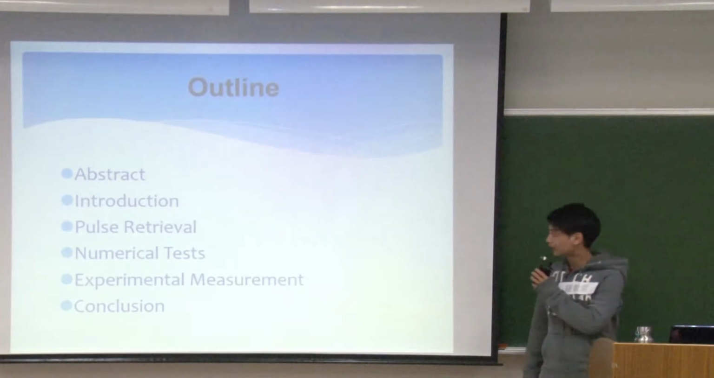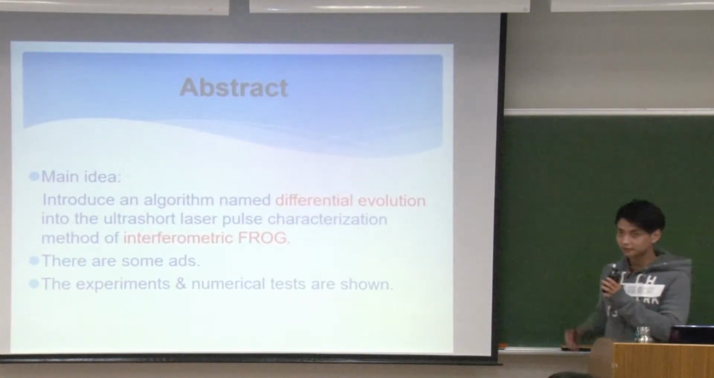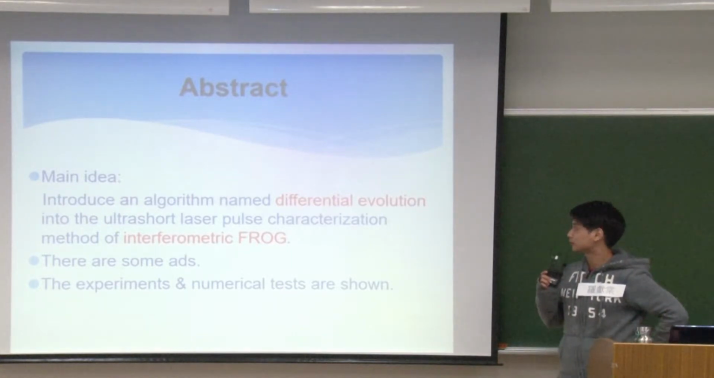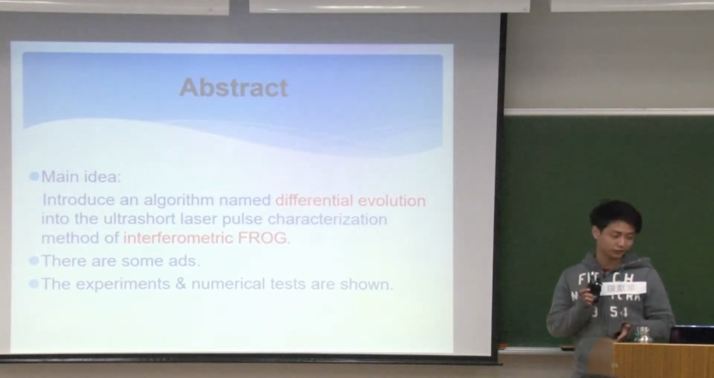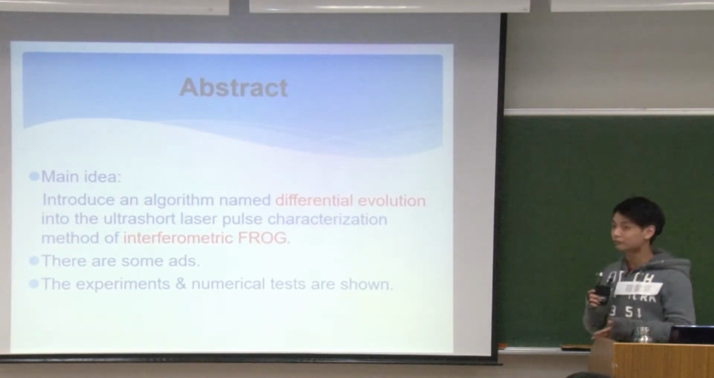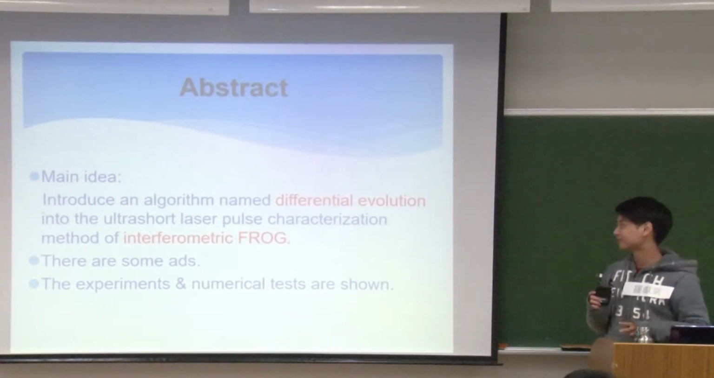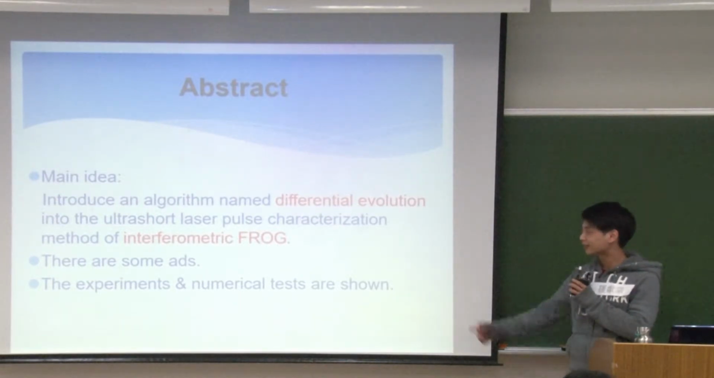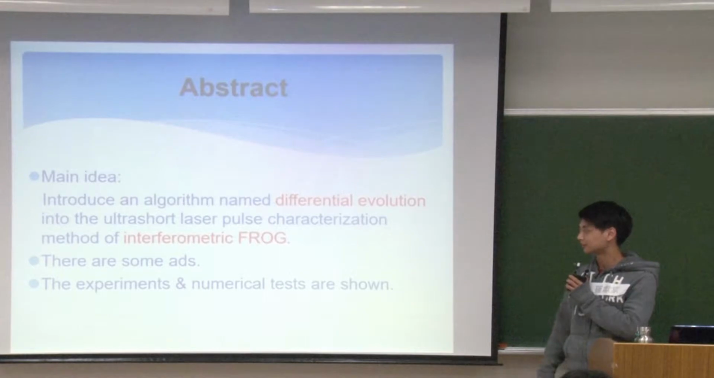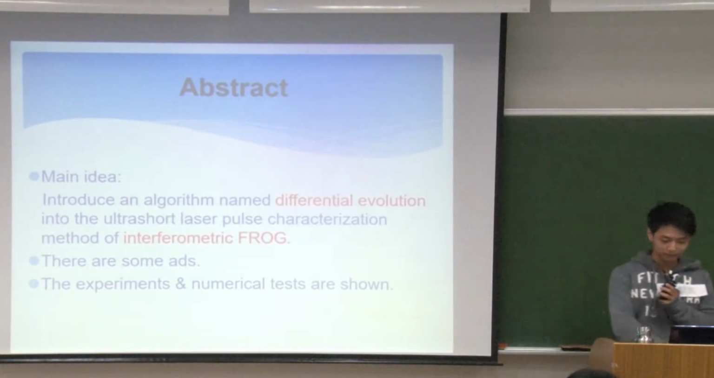This is our outline. First, this is the abstract. The main idea of this paper is to introduce an algorithm named differential evolution into the iFROG. So there are two main characters in this paper: differential evolution and the iFROG. There are some advantages, and the experiments and numerical tests are shown in this paper.